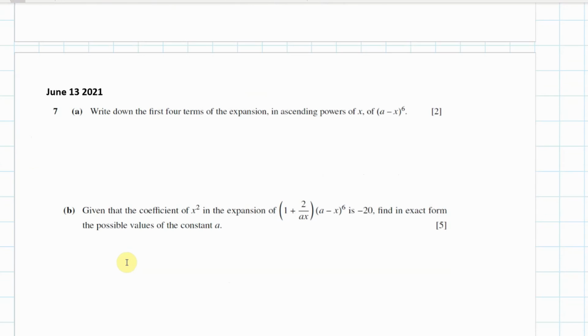So that's the June 1-2 questions. Let's move on to the June 1-3 questions here. Write down the first 4 terms in the sequence. Okay.